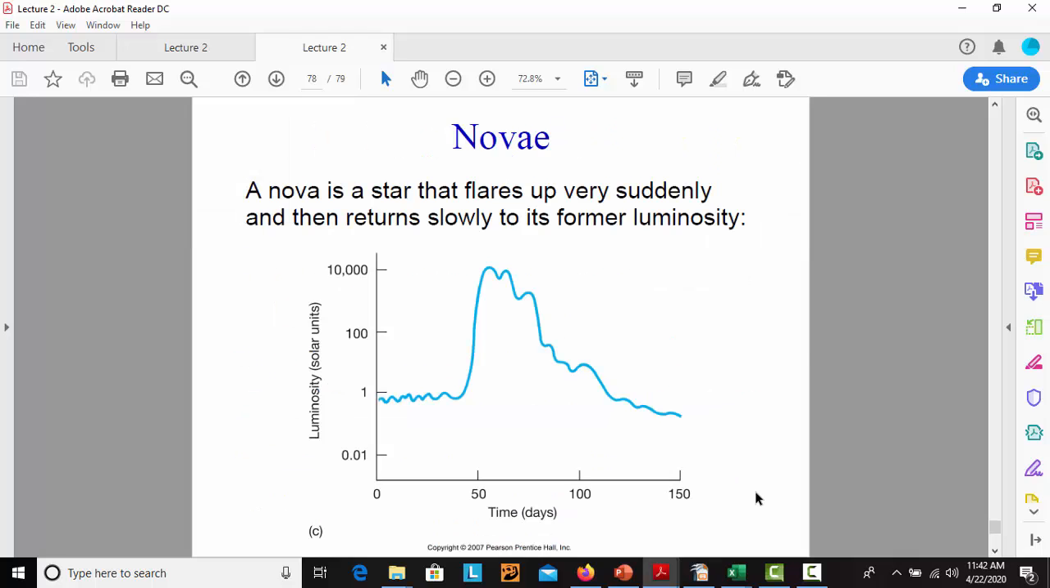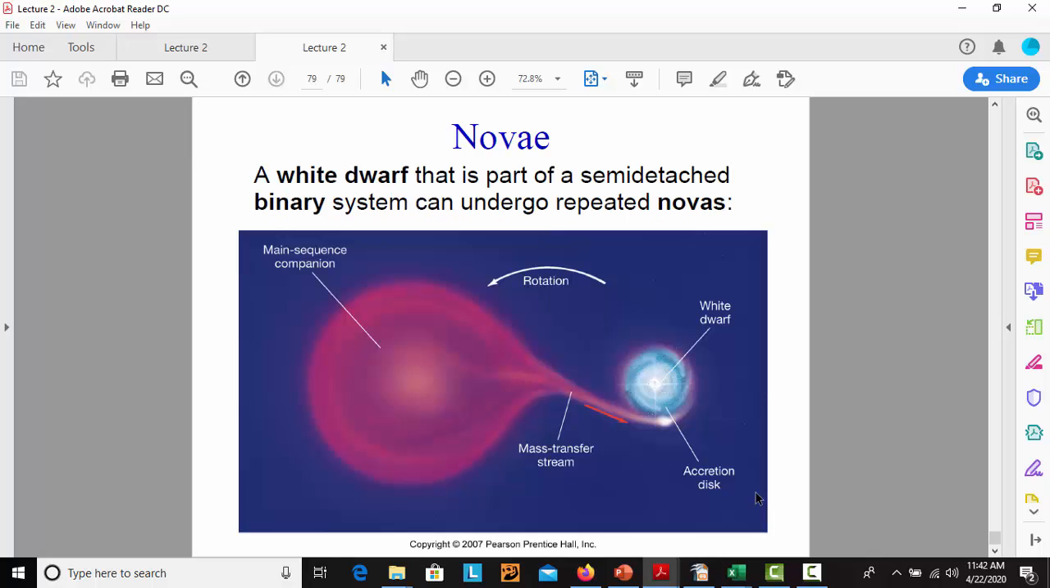So here we have a nova, a star that flares up very suddenly and then returns very slowly to its former luminosity. So we have the white dwarf and its companion star, and what's happening is the main sequence star has some mass coming off of it, and it's absorbed by the white dwarf.